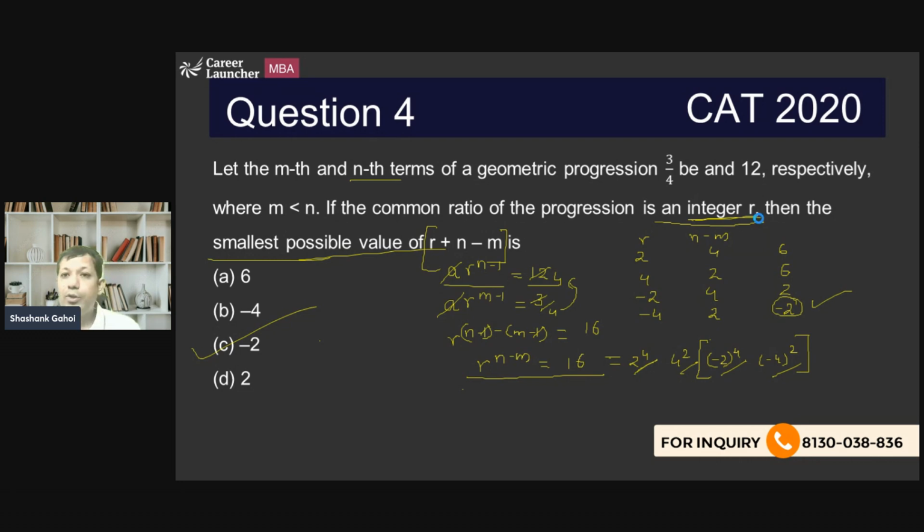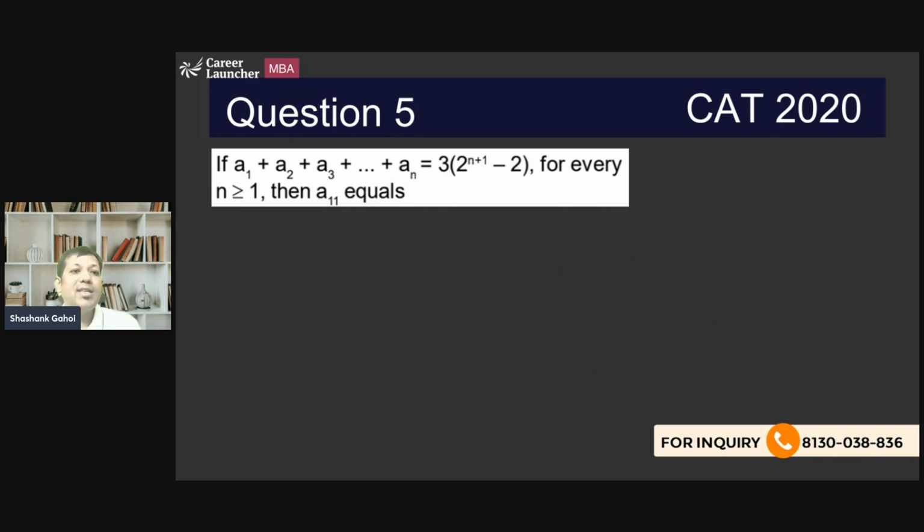Now let's move on to the next one. What does it say? It says that if a1 plus a2 plus a3 up to an is equal to 3 into 2 power n plus 1 minus 2 for every n, then what is the value of a11? We have already seen these kinds of questions where the sum of the series is given and the question asks what is this particular number. Okay. So if I have a1 plus a2 plus a3 up to an.